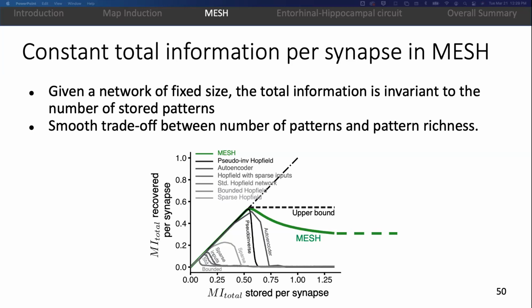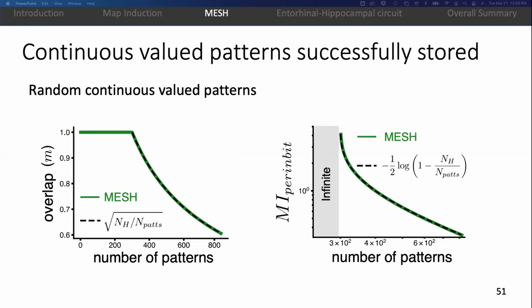So the question is, how does this network compare to other networks? And we find that as you're increasing the amount of information stored per synapse in existing networks, the amount of information that you recover per synapse goes down to 0. Whereas in MESH, given a network of fixed size, the total information is actually invariant to the number of stored patterns. So this leads to a smooth trade-off between the number of patterns and the richness of those patterns. We also can show the same thing when storing continuous patterns, still shows gradual degradation, and we have theoretical results in terms of how this degradation scales that you can look at in the paper if you're interested.